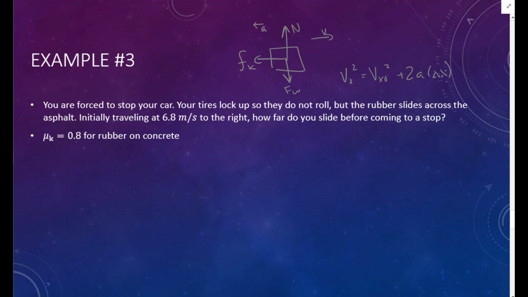We have our initial velocity. That's that 6.8 meters per second. We know our final velocity because it's coming to a stop. What we don't have in this particular case is our acceleration. So that's where we now need to go to dynamics to find out what is the acceleration of our vehicle.